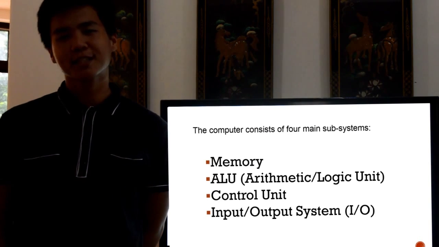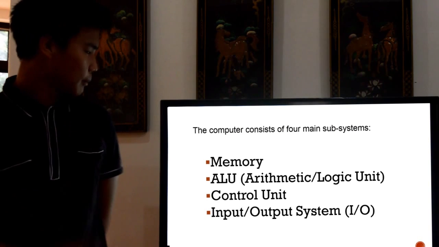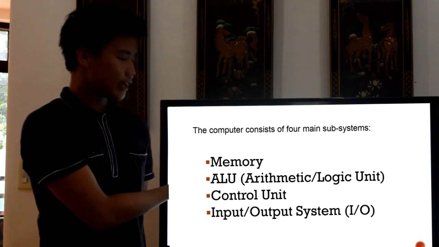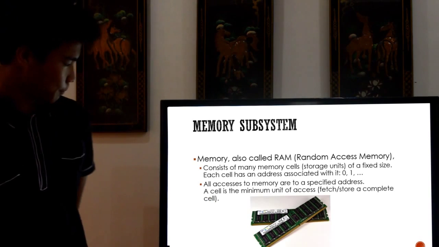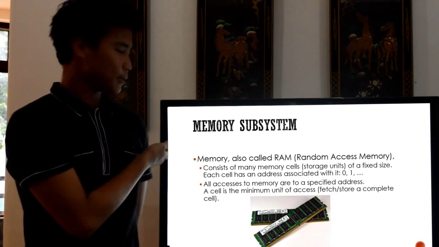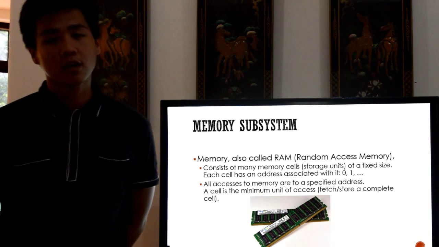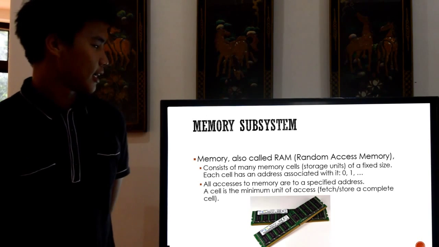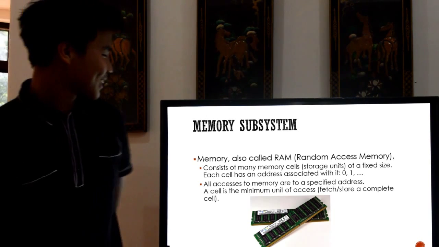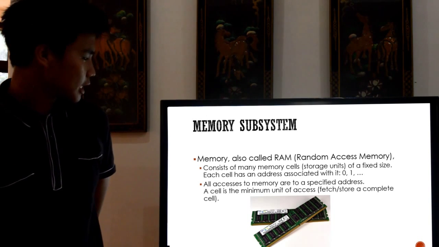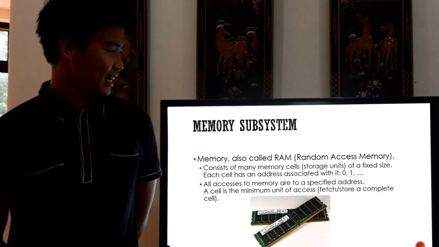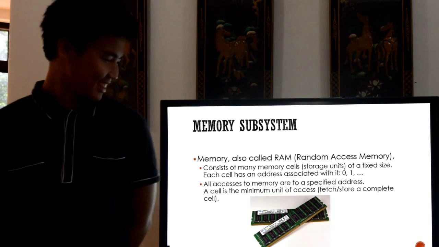A computer consists of four main subsystems, namely the memory, the ALU, the CU, and the I/O system. The memory subsystem. The memory, also called the RAM or random access memory, consists of many memory cells of a fixed size. Each cell has an address associated with it, made of zeros and ones.